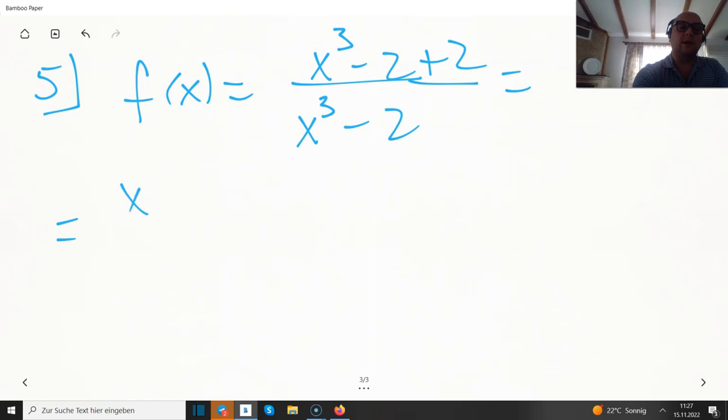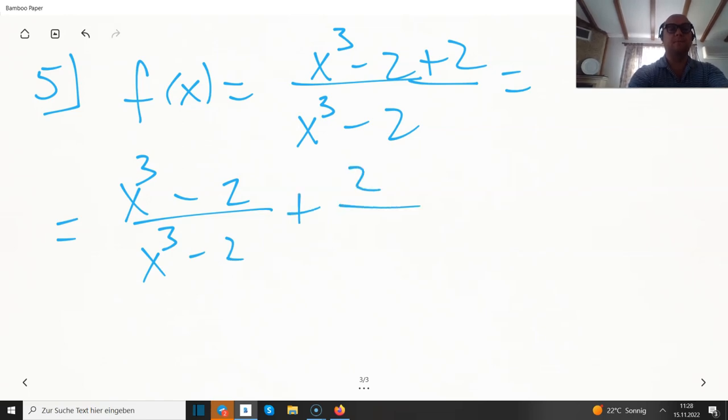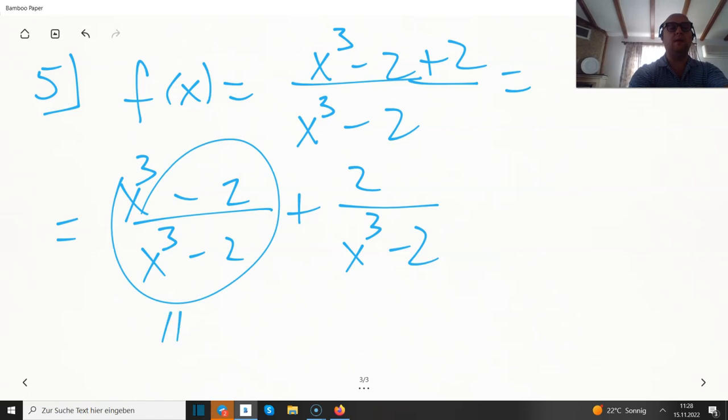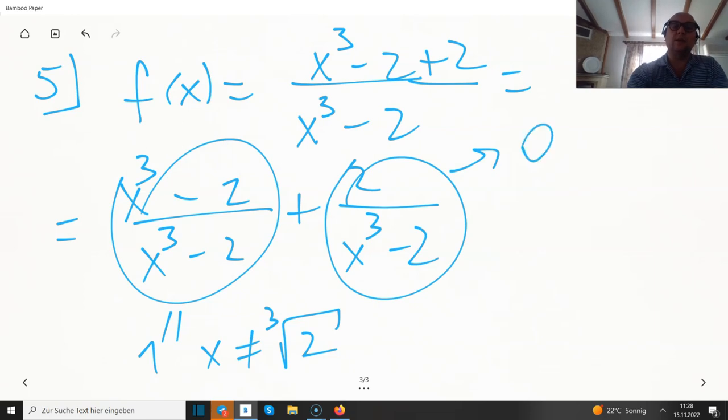Okay, so we can split it into two fractions. This one gives you 1, of course, if x is unequal to the cubic root of 2. And this one, well, it runs towards 0 if x is increasing, right? So y equals 1 is the asymptote.